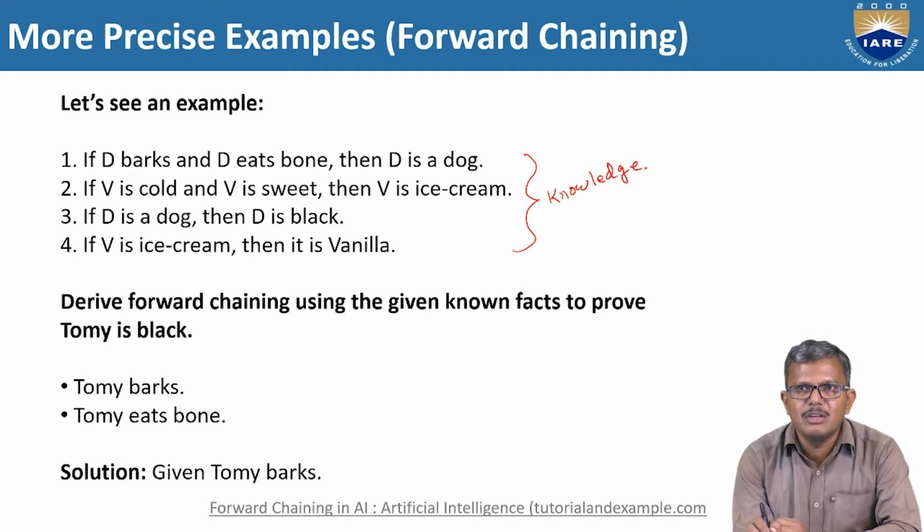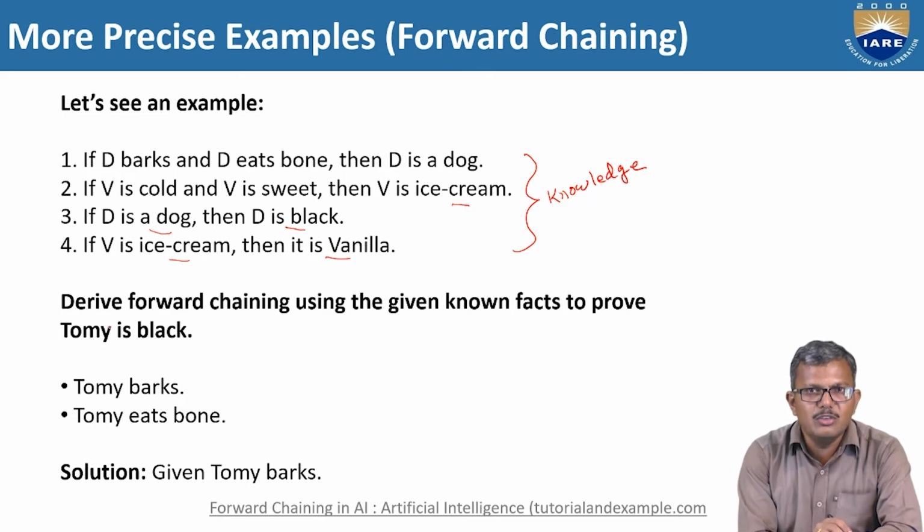So from this knowledge, we need to prove something. What is that? If D barks and D eats bone, then D is a dog. This is the knowledge we are having. And if V is cold and V is sweet, then we can say that V is ice cream. If D is a dog, then D is black. If V is ice cream, then it is vanilla. So this is the knowledge we are having.